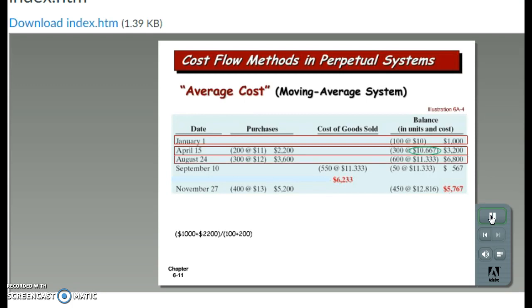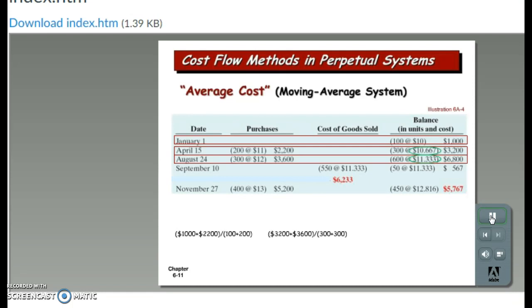After the August 24 purchase, a new average cost of $11.333 is calculated by dividing total cost of 3,200 plus 3,600 by 300 units plus the 300 units from the purchase. Check the average cost per unit for reasonableness. The average cost per unit before the purchase was $10.667, and the purchase was made at $12 per unit. Therefore, the new average cost per unit should increase from the $10.667, but not be greater than $12 per unit.